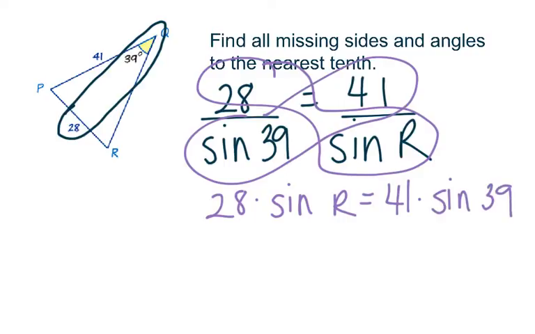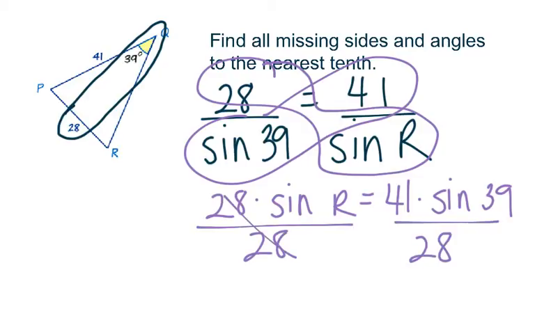I'm not going to put this in my calculator until I'm completely done. So now I'm going to divide by 28 on both sides. And so at this point, I'm going to go ahead and put everything on the right-hand side of my calculator. This gives me approximately 0.92. So that's not my answer because my variable is still trapped inside of the sine function.